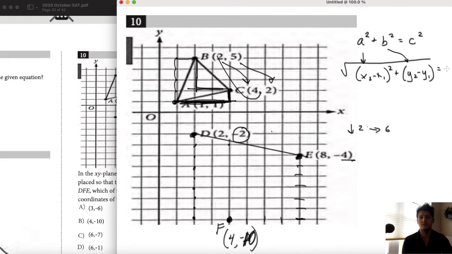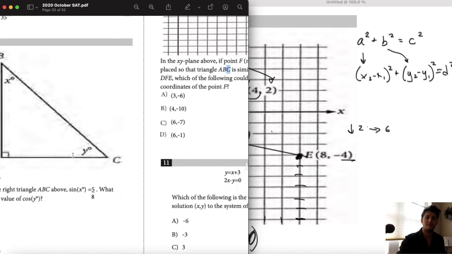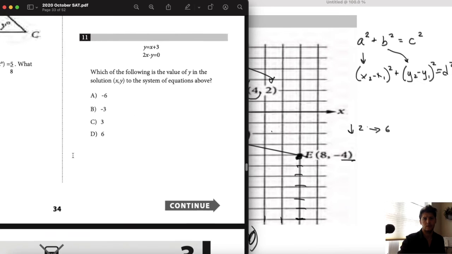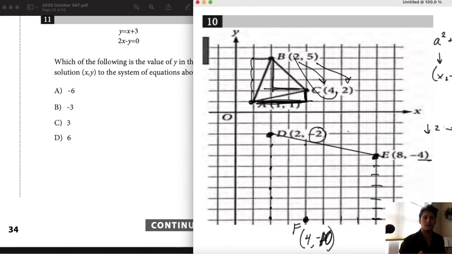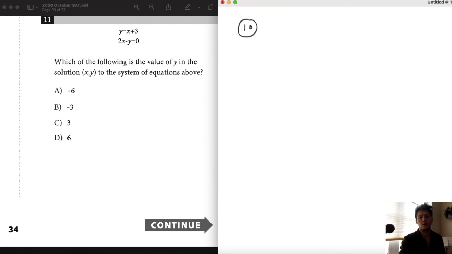But you could just as easily say that equals the distance squared, right? So something squared plus something squared equals the diagonal squared. So we're not using the distance formula almost ever. I know it's tempting, but use the horizontal and vertical components. It's the better approach.